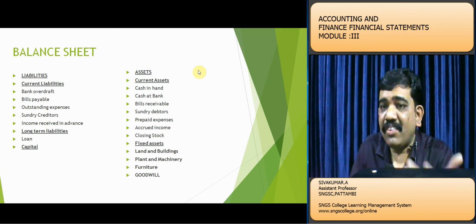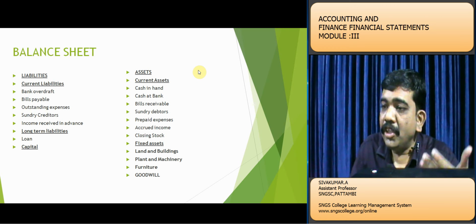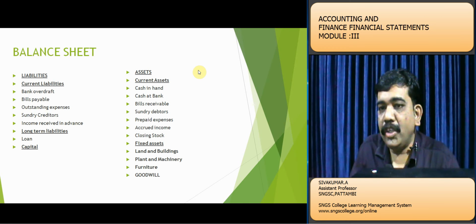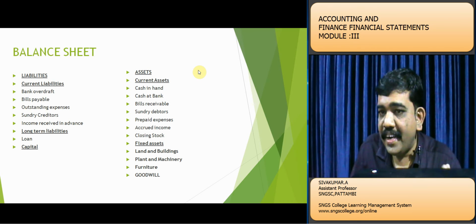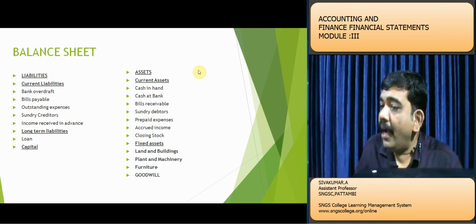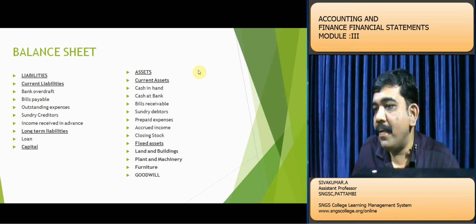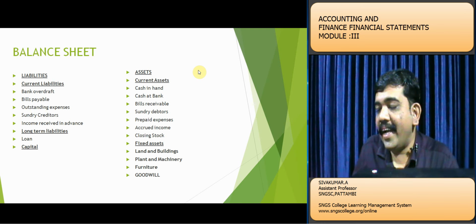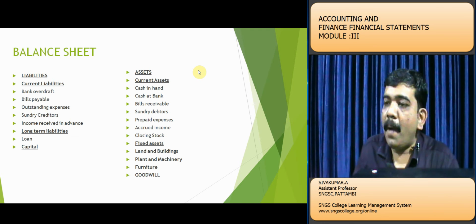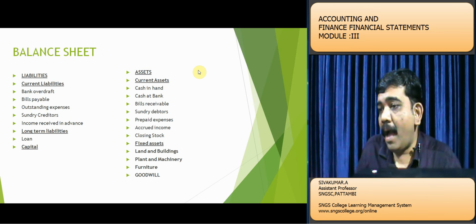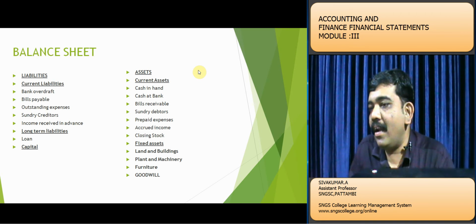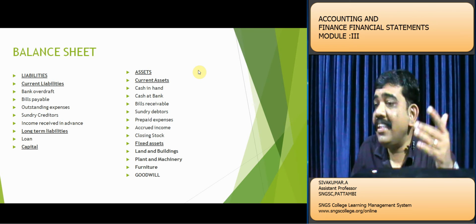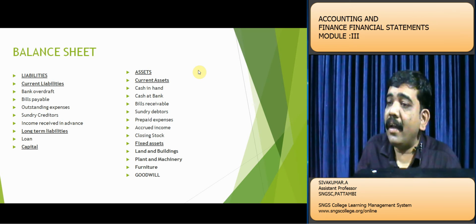So please look, what are the liabilities which are to be shown on the liabilities side of the balance sheet? Current liabilities such as bank overdraft, bills payable, outstanding expenditures, sundry creditors, income received in advance, and long-term loans such as loans and capital are to be shown as liabilities on the liability side of the balance sheet. Capital is to be shown as capital: opening capital, add additional capital, add interest on capital, add net profit, less drawings, less interest on drawings, which is the position of the capital in your balance sheet.